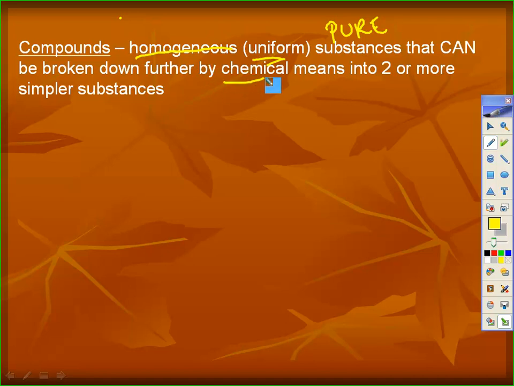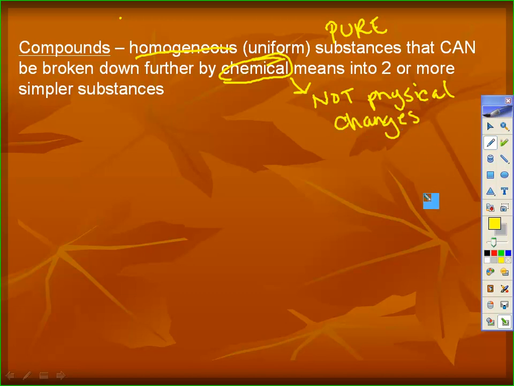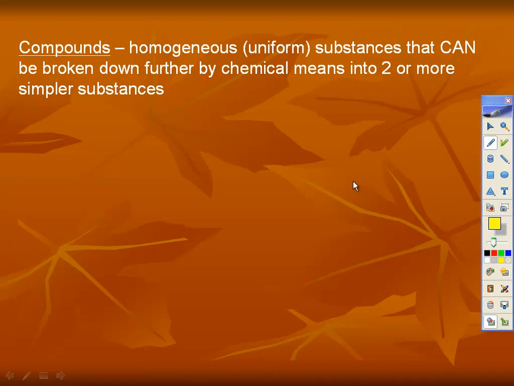So notice it says by chemical means. They cannot be broken down by physical means. So in other words, not physical changes. I can't break them down by melting them or grinding them into pieces or breaking them in half. I have to do some kind of a chemical change in order to break them down or to make them. So 2 or more substances combined together, they're homogeneous.